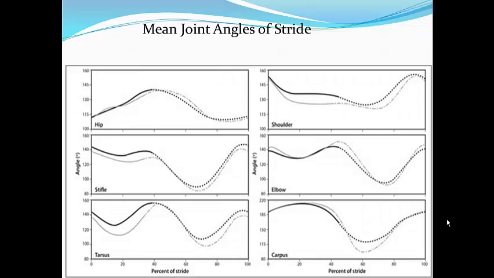The graphs here show the different mean joint angles of the stride for the hip, shoulder, stifle, elbow, tarsus, and carpus. The black lines represent the lean dogs, while the gray line represents the obese dogs. So you can take a look here and see the difference between the lean and obese dogs at the different times.